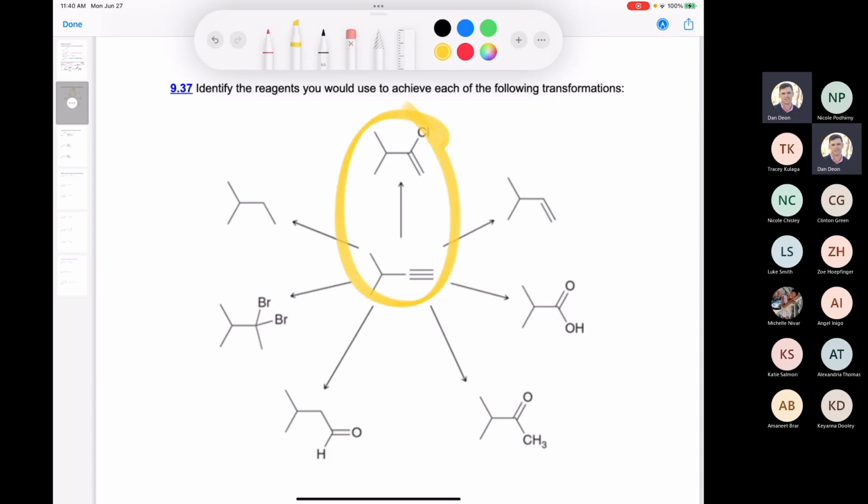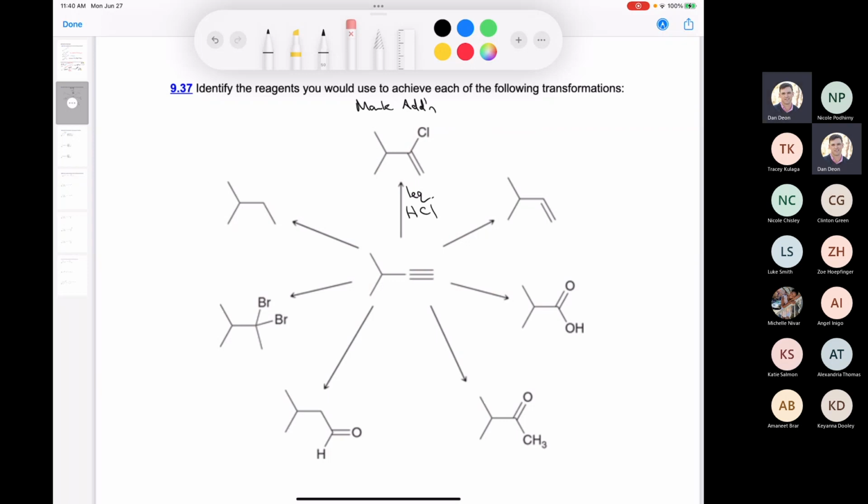We'll start here. We're adding HCl across the triple bond. It's being added in a Markovnikov fashion. You see that this carbon in red is the one that takes the chlorine, and this one in blue is the one that takes the hydrogen. So you would need just HCl to do that, and only one equivalent of it because this is a Markovnikov addition. Again, stop me if you have a question on any of these.